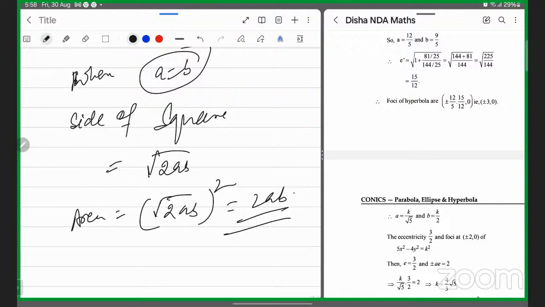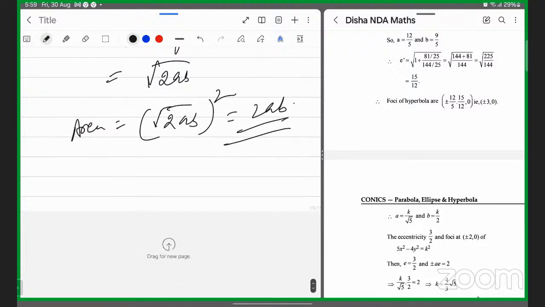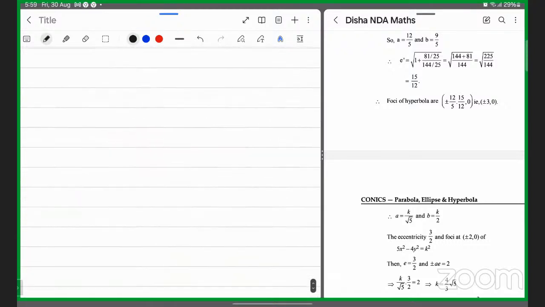This is called satta. Whether it is an ellipse or a circle, the rectangle whose area is maximum is called a square. And the side length will be root 2 times radius. Understood? Any problem? Now, do you want an explanation of this, Sushil? I can explain it.